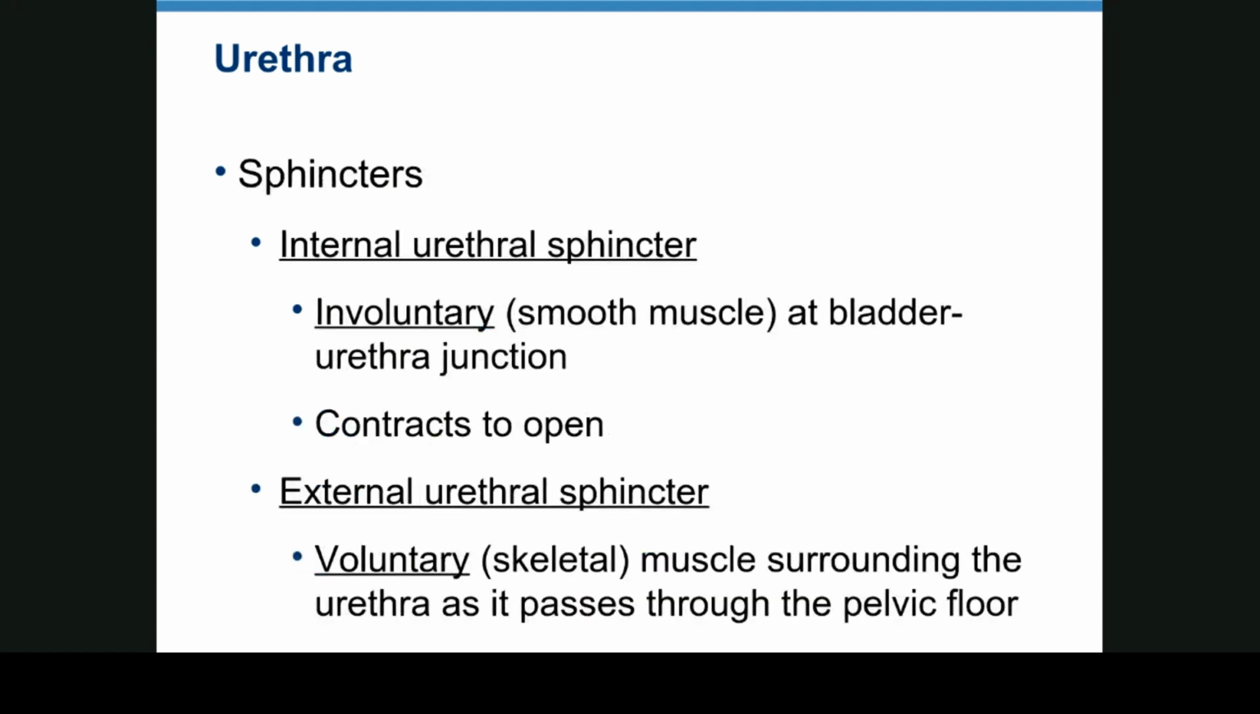Okay, sphincters. The internal urethral sphincter is involuntary. It contracts to open. The external urethral sphincter actually contracts to hold the urine in and relaxes to let it out. It's voluntary, skeletal muscle.